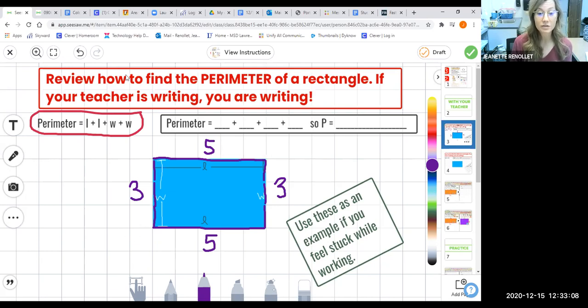Now it's time for me to find the perimeter. I can find the perimeter by adding the length plus the length plus the width plus the width. Let's do that together. First, I'm going to add my lengths into my equation. So 5 plus 5. I have now put both of my lengths into the equation.